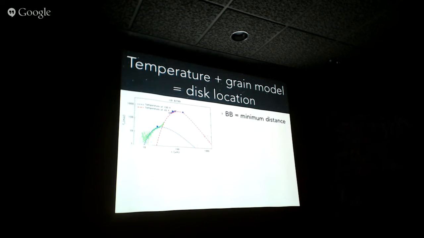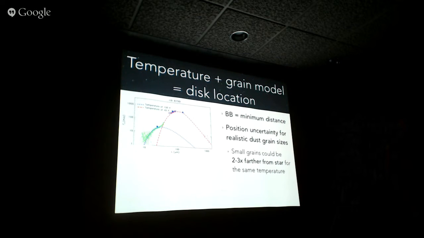And so we can get a distance for black body grains, and it turns out that's the minimum distance this temperature ring could be from the star. That's because for a more reasonable grain size distribution, the disk could be at a variety of locations. There's kind of a fudge factor. And that's because in a real disk, you have collisions between particles, grinding them down to smaller and smaller sizes. So you have a large population of a few micron sized grains.